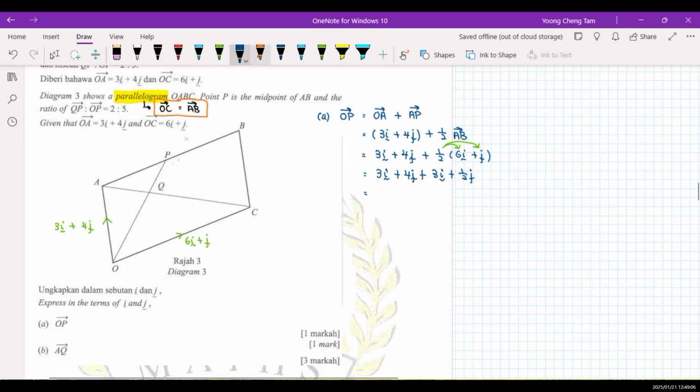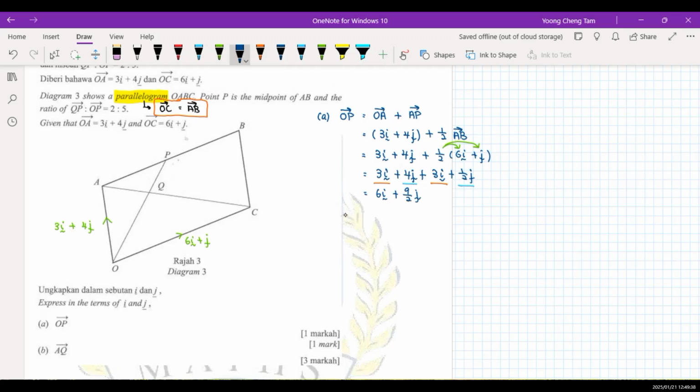So now let's collect the like terms. We have 3i plus 3i, so we'll get 6i. After that we have 4j plus 1 over 2j, so we will get 9 over 2j. So that's the answer for question A, right? Vector OP is 6i plus 9 over 2j.